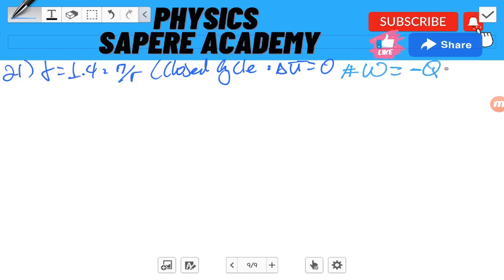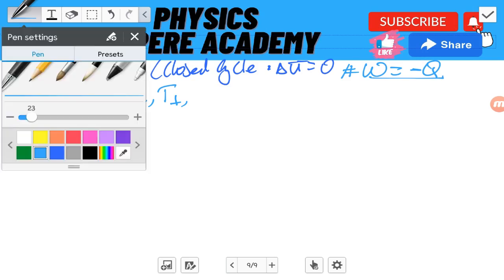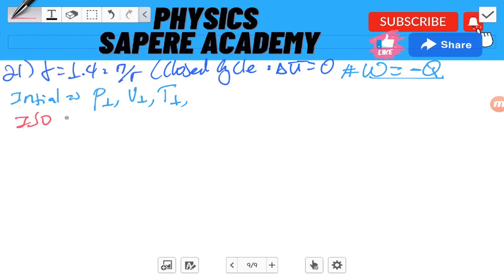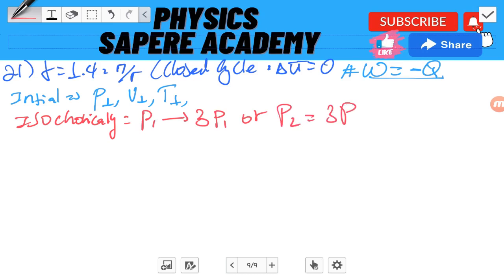Now this will be useful later. Initially, the gas is found at P1, at V1, and at some temperature T1. Now, first, the gas's pressure is tripled under constant volume. Under constant volume means isochorically, so isochorically the gas's pressure P1 is tripled to 3P1, right? Or P2 is going to equal 3P1. This is our first step.